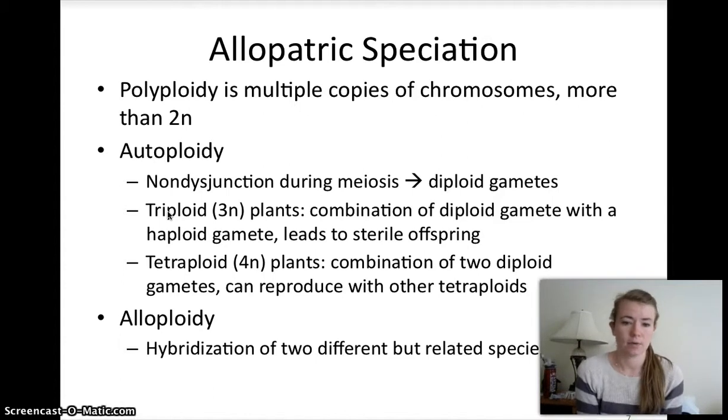There's a second example, which is alloploidy, which is hybridization of 2 different but related species of plant. This is what happens when 2 species of plants that are related to each other, which wouldn't often mate with each other, do mate, but they have different numbers of chromosomes.